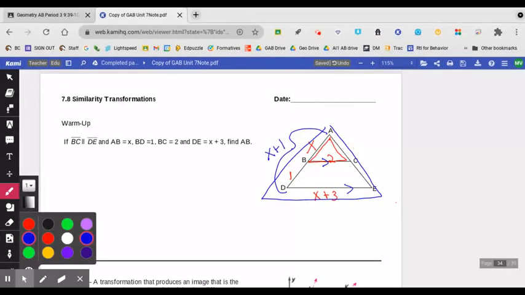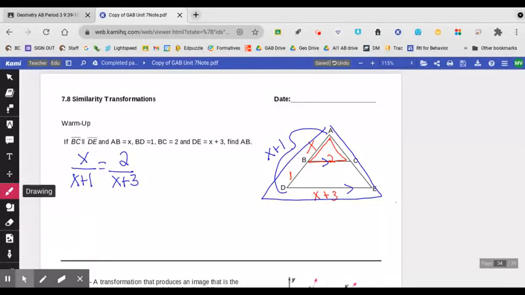So my proportion would be the little red x is to the big blue x plus 1 as the little red is to the big blue x plus 3. And then to solve that proportion, I cross multiply. So I have x times x plus 3 equals 2 times x plus 1. So that's x squared plus 3x equals 2x plus 2.